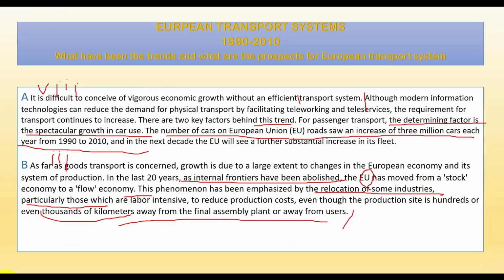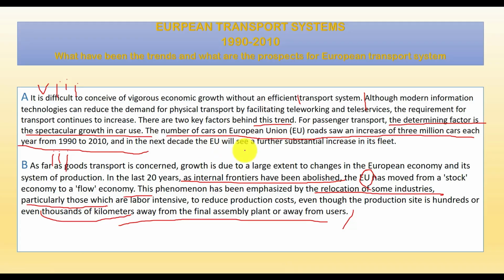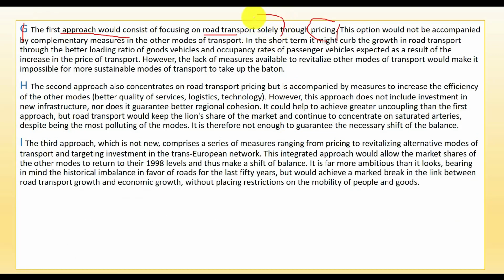Now let's go back to the road transport and charging for roads and improving other transport methods, and also restricting road use. This is road use through charging policies alone. I have "alone" and I have "solely." Solely is a paraphrase of alone, so that's it. I don't need to read the rest of the paragraph. That was an easy one, and our topic sentence is just at the start of our paragraph and is our first sentence.